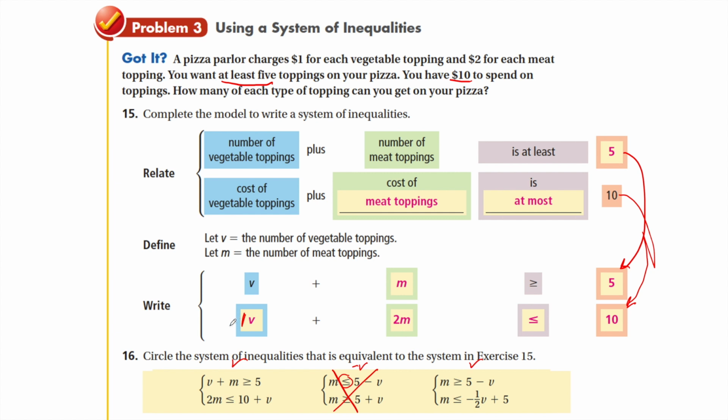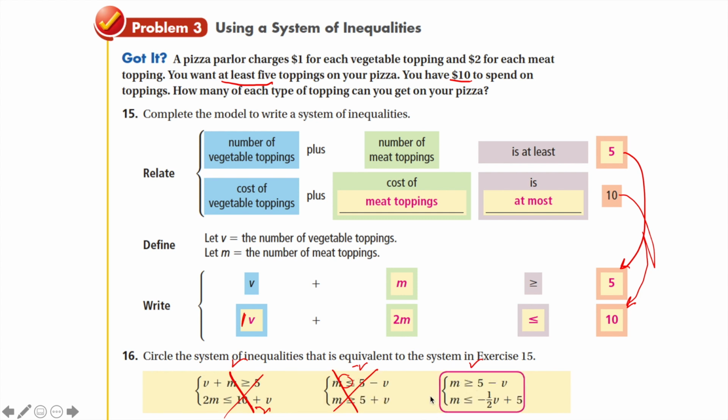So let's take a look at the second portion. Well, if we subtract the V on the bottom to get to the 2M by itself, you would have a minus V over here. So the first one is not going to work, which means that if we were to solve it out, you would subtract over the V, which they did. We have a negative V right there. And if you were to divide everything by 2, you would get a 1/2 because it would be 1 divided by 2. Then you'd have the 10 divided by 2, which would equal the 5. So the last system is the correct system.